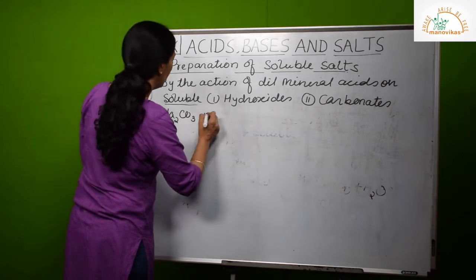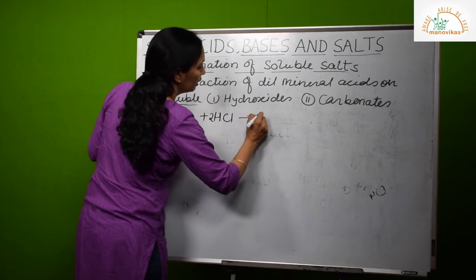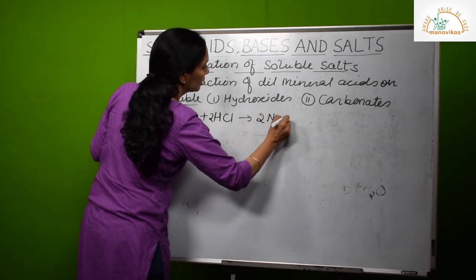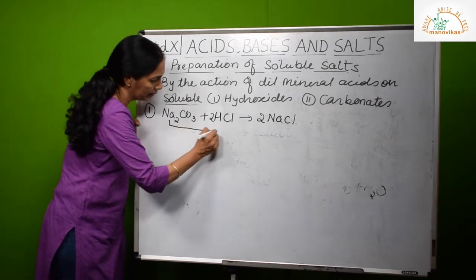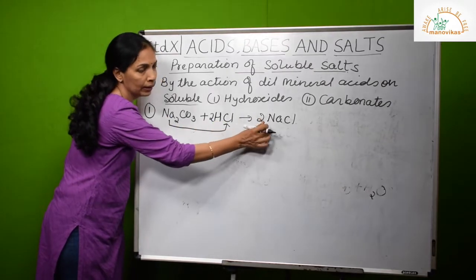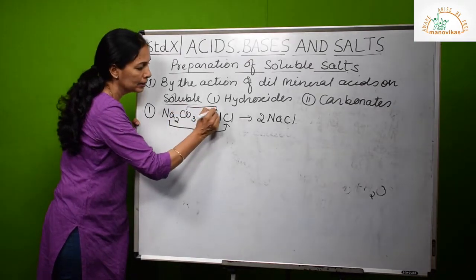What is the dilute mineral acid? Which one are we taking? Let us suppose we are taking HCl. So it will give you 2NaCl. Now, here you see this Na is combining with this Cl and forming NaCl. What is left behind? This anion and this cation.